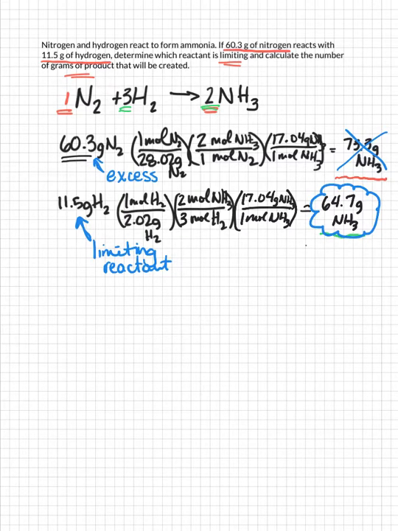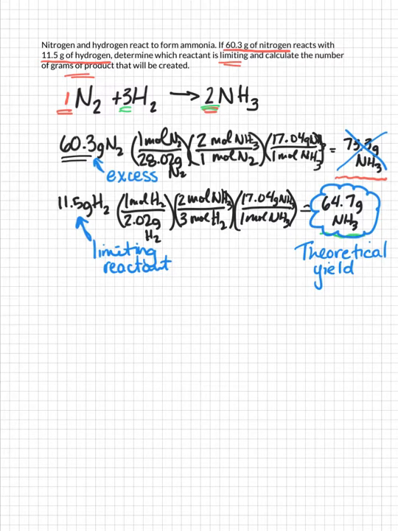What this is called is a theoretical yield. A theoretical yield means if everything goes perfectly, that's how much I can expect to make. This theoretical yield is how much, if I use up my 11.5 grams of hydrogen and react it with excess nitrogen, I'm going to get: 64.7 grams of ammonia.